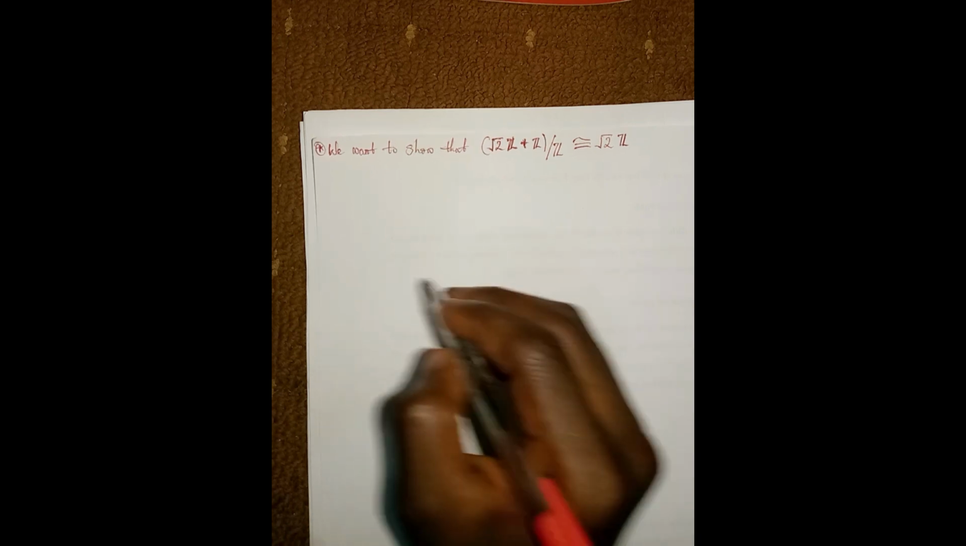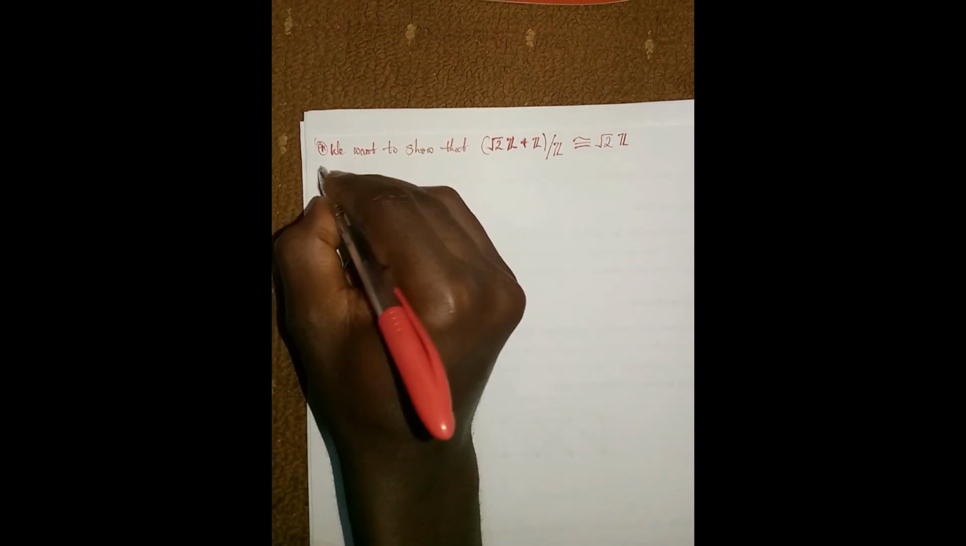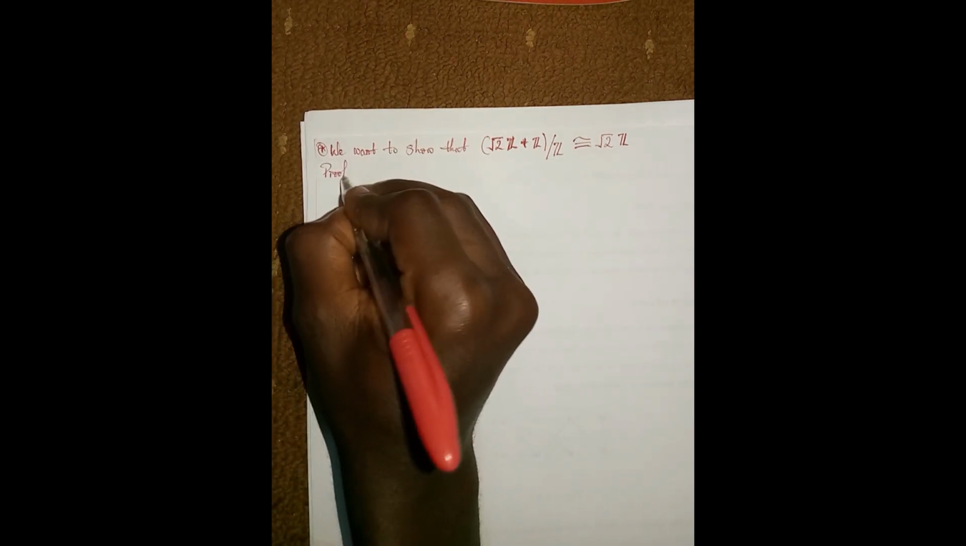Hello guys, in today's video we will be taking this example from commutative algebra, which is also known as modules, and now we want to show that the square root of 2 script z plus script z by script z is isomorphic to the square root of 2 script z. Now first things first, we'll say proof.